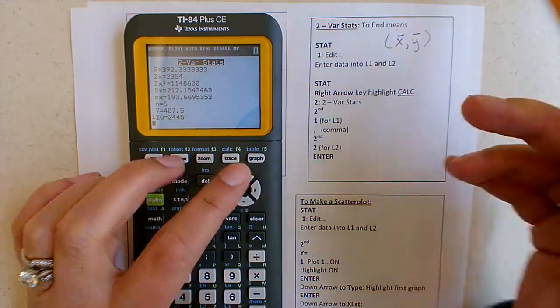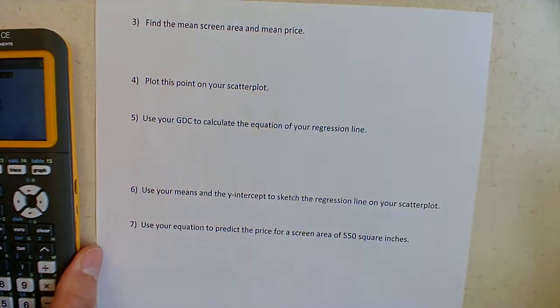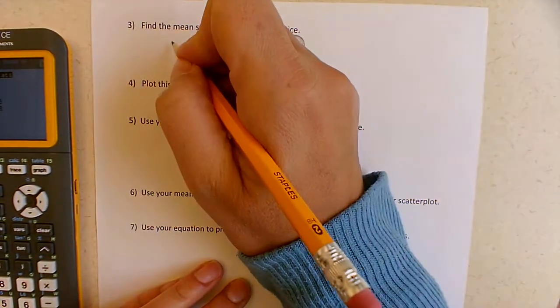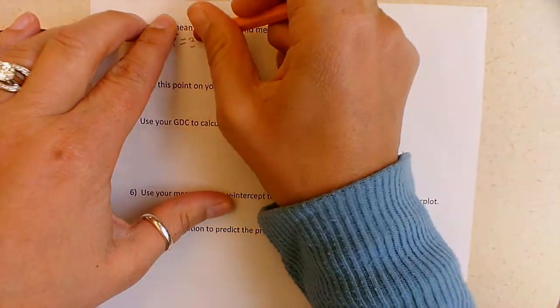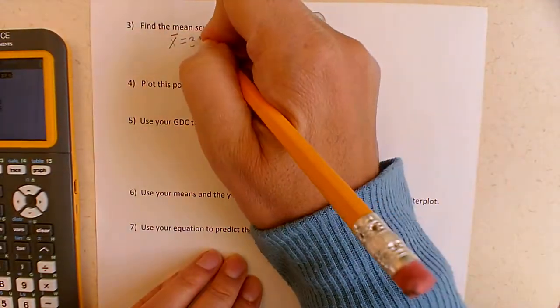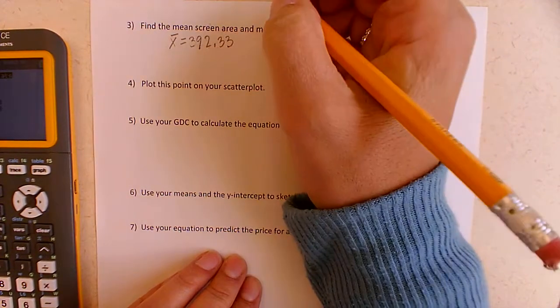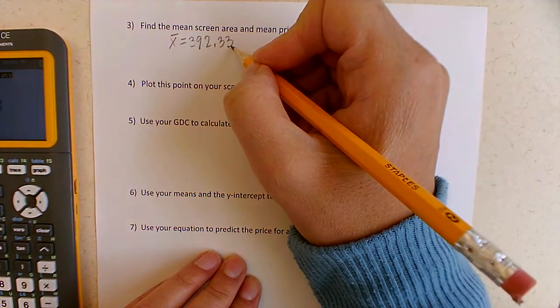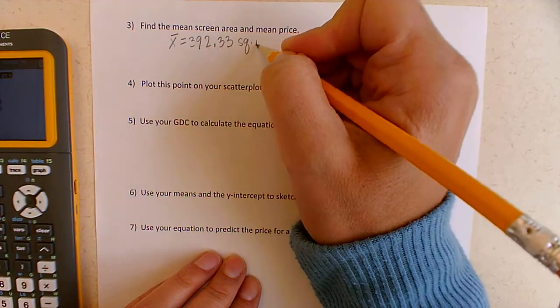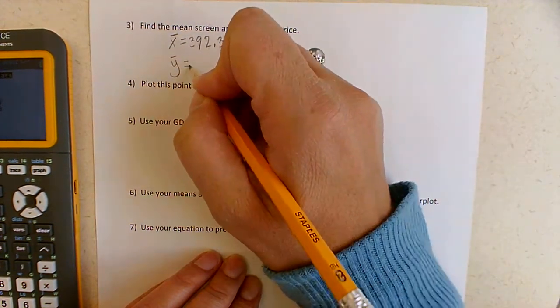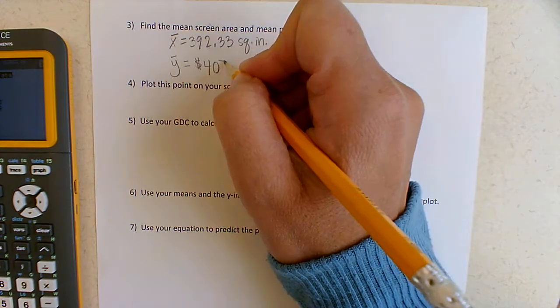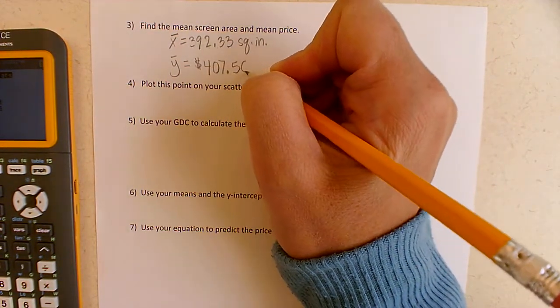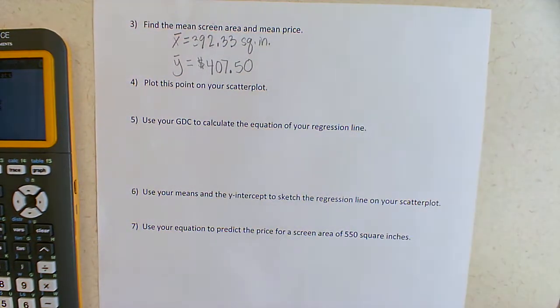So let's scroll back up and write down our mean of x and our mean of y. The mean screen area, which is our x bar, is 392.33. I'm going to go to the second decimal place. We're dealing with money, and I know this is square inches here, but it would be nice just to go to 2 on both. And the mean of y in dollars was 407.50, two decimal places because this is money, so it would be 50 cents. So we found the mean screen area and the mean price.